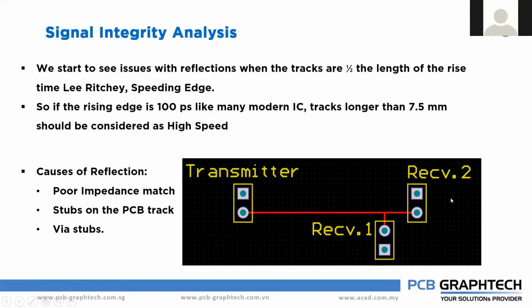For example, you can see this picture. When your signal is transmitted from your transmitter towards receiver one, the signal goes to receiver one, but there will be a small portion going back again from receiver one toward receiver two. The small signal coming back will act as a reflection. This is considered a reflection issue we have in high speed.